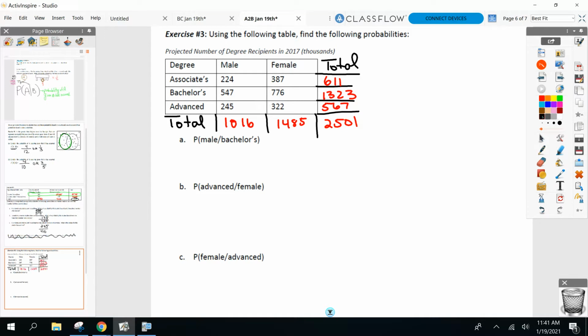So what is part A asking me? Can you guys find the probability I choose a male given they already have a bachelor's degree? All right, so we know they already have a bachelor's degree. So we're not going out of 2501 now. We're only looking at the bachelor's degree. So what's the chances that I pick a male from those who have a bachelor's degree?